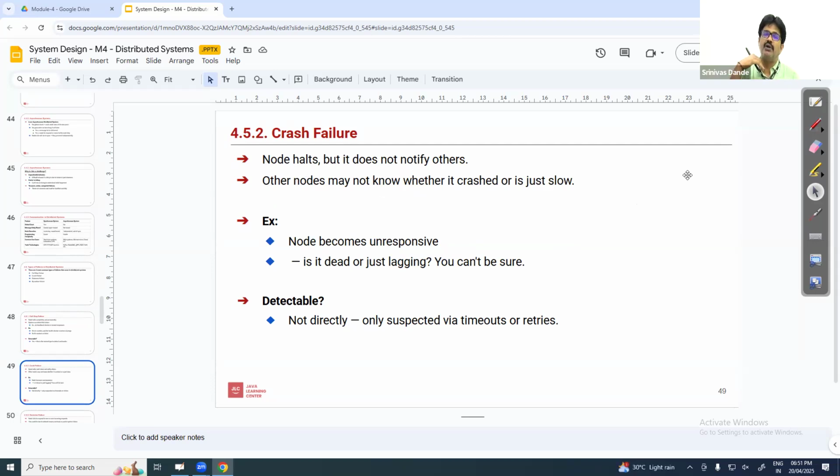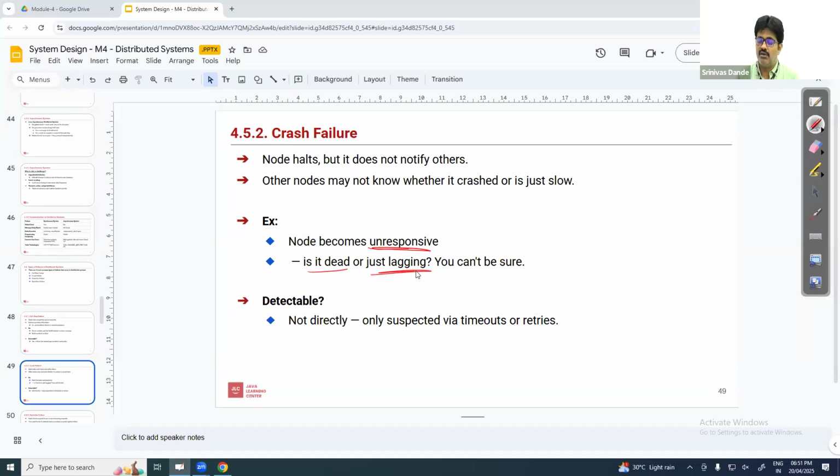If you send a heartbeat message and the server is not responding for a specified period of time, what should we understand? Whether it is really not working, crashed, gone, or it is responding slowly. So the node becomes unresponsive, and we are unsure whether it is dead or just lagging.